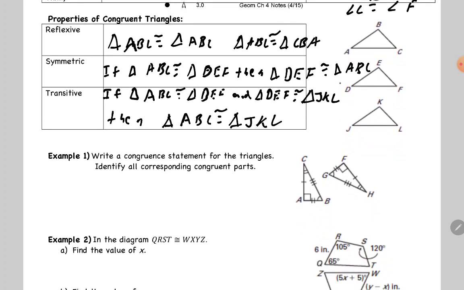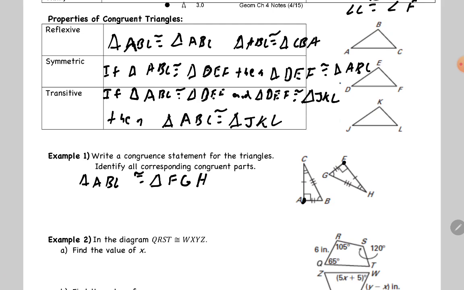So write a congruent statement for the triangles. Identify all corresponding congruent parts. Okay, so here's my congruent statement. Triangle ABC is congruent to triangle FGH. Now you got to make sure when you're writing your congruence statement that each of these letters match their corresponding part. So this A is at the corner of the right angle. So F should be the same position. So see how A is in the first position, and then we have B in the second, and then C in the third. F is in the first, G is in the second, H is in the third. So be careful when writing your congruence statements.